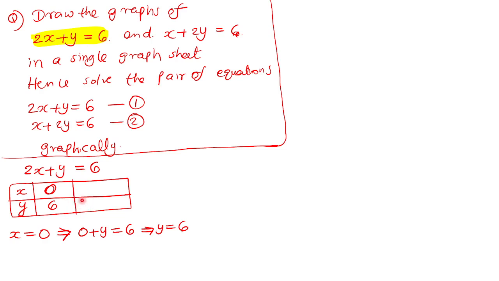Now I am going to substitute y equal to 0. You will get 2x plus 0 equal to 6, or 2x equal to 6. 2x equal to 6 means x equal to 3.